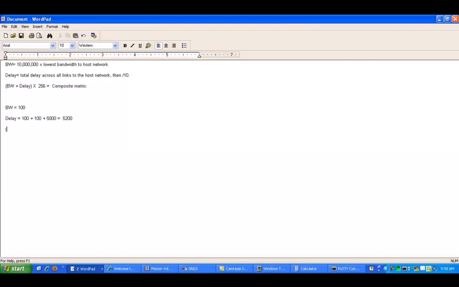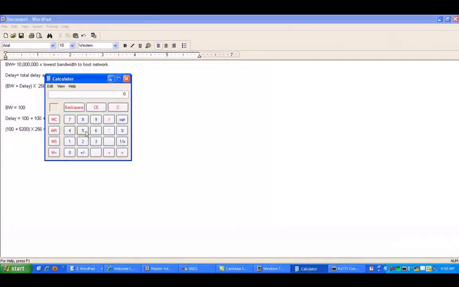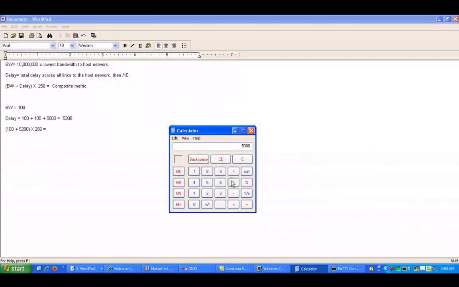So now that we have bandwidth and delay, we can calculate our formula, which is bandwidth plus delay, which is 100 plus 5,200, and we're going to multiply that by 256, and that's going to give us our composite metric. So 100 plus 5,200 is 5,300. So now we're going to take 5,300 and multiply that by 256, and what we can see is 1356800.